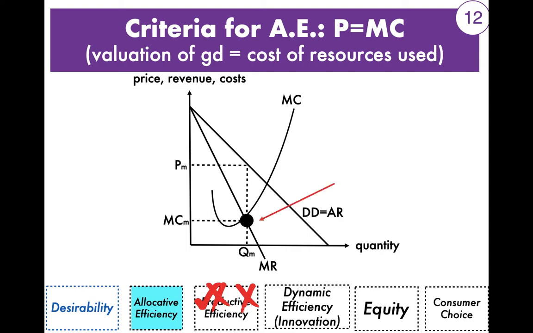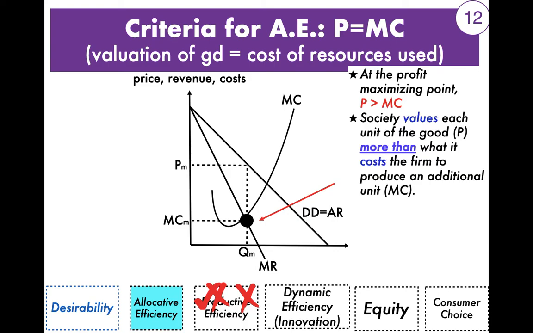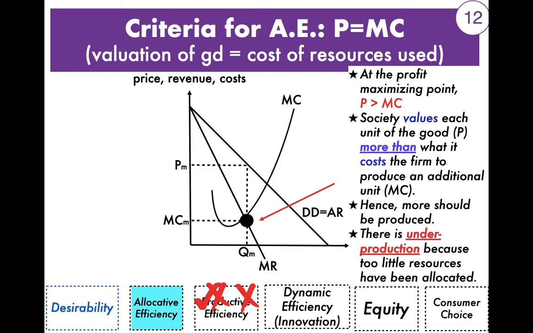You notice that at this output level, the price that a monopolist charges is more than its marginal cost. This reflects that society values each unit of the good more than what it costs the monopolist to produce that unit. So what does that mean? It means that there is under-allocation of resources and more of the good should be produced, whatever it could be, like potato or electronic product. So there's under-production of this good, too little resources are being allocated to its production, and hence the monopolist is not allocatively efficient.